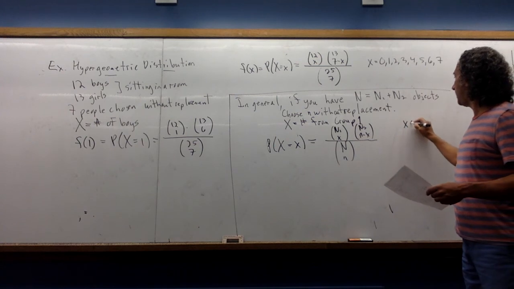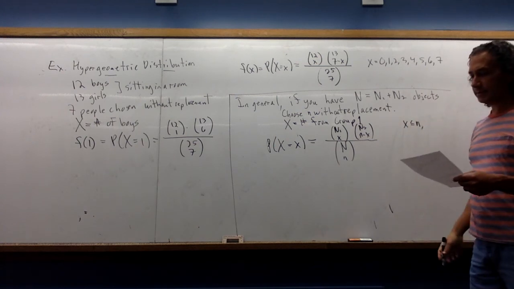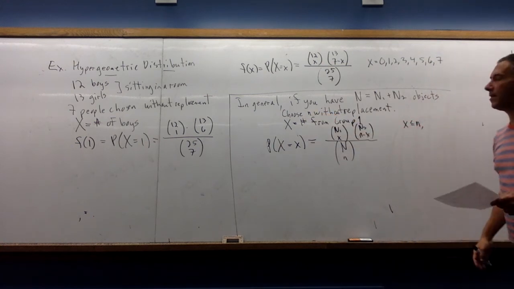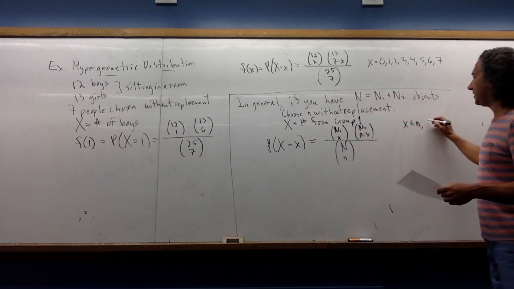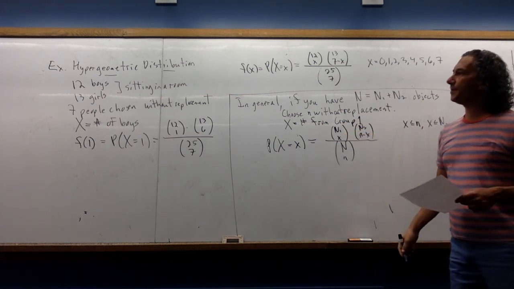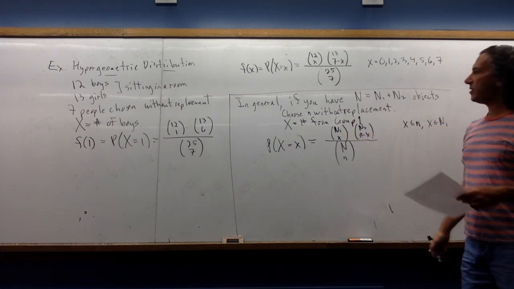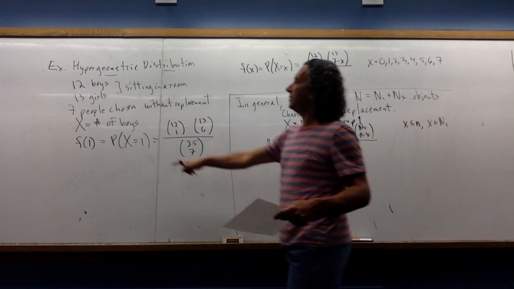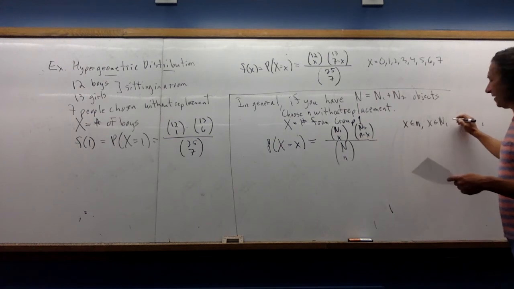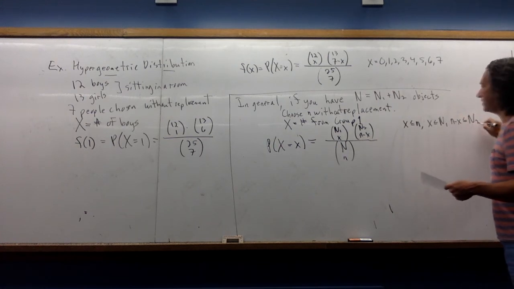Little x has to be less than or equal to little n, because we're not going to pick more than the n that we're choosing. Little x has to be less than or equal to big N1, right? You can't choose 18 boys from 12 of them. And finally, n minus x should be less than or equal to big N2.